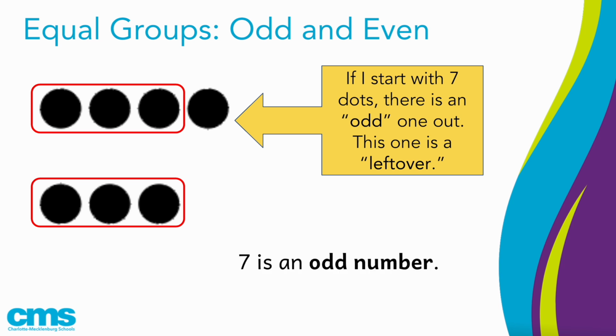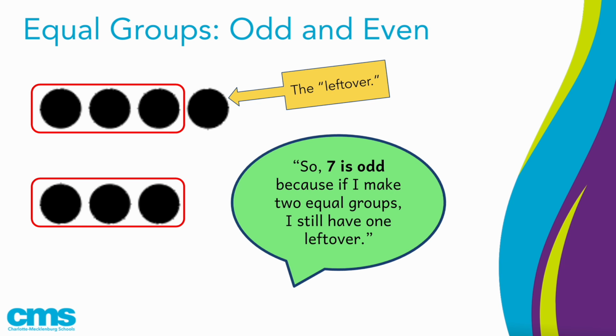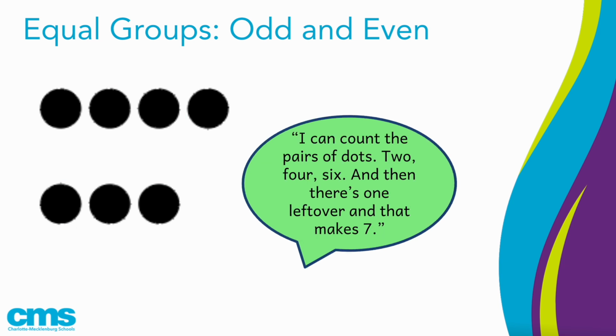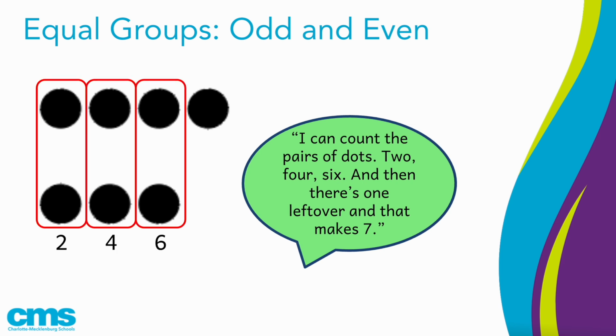It's an odd number. So we'd want to hear students say things like 7 is odd because if I make 2 equal groups, I still have 1 left over. So that's an odd number. There's more than one way to make equal groups though. And sometimes we can pair our idea of equal groups with skip counting to reinforce these ideas and lay the foundation for multiplication. I can find out how many pairs of dots there are by counting by 2s. 2, 4, 6. And if I stop there, I would say 6 is an even number, but there's still 1 left over, and that makes 7.